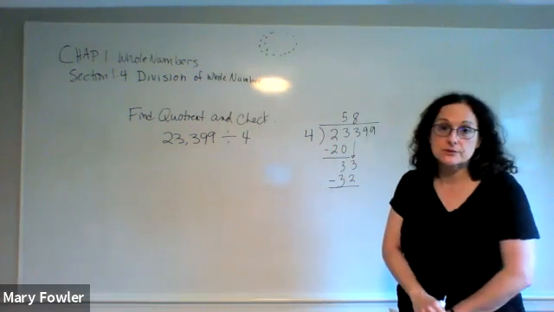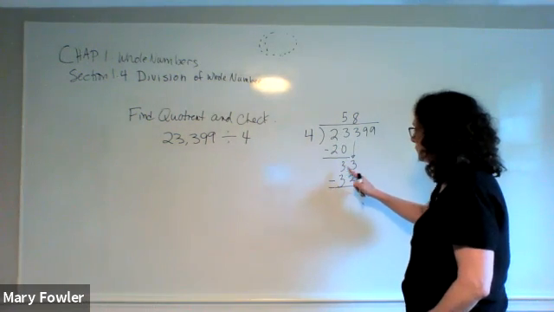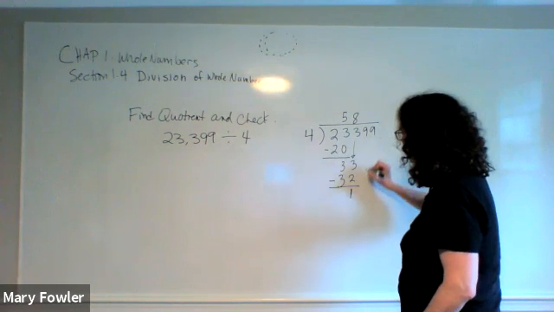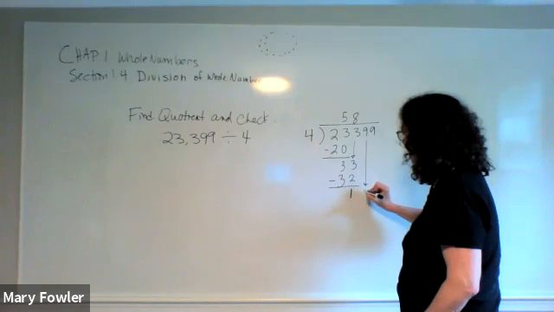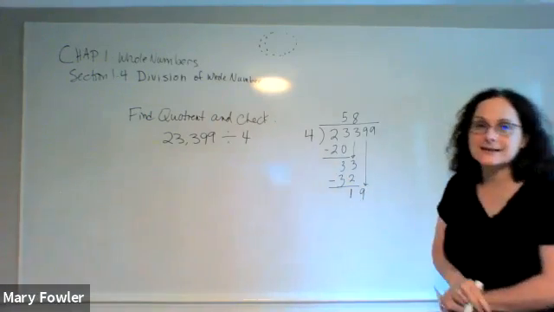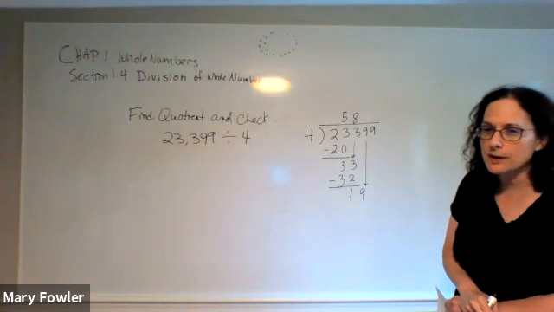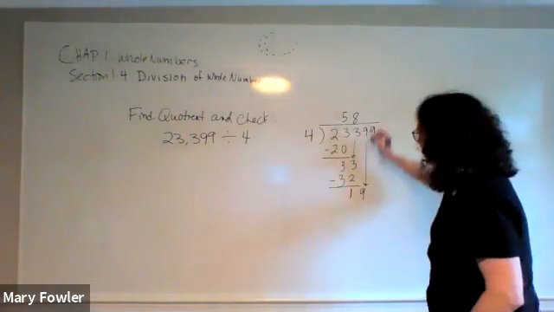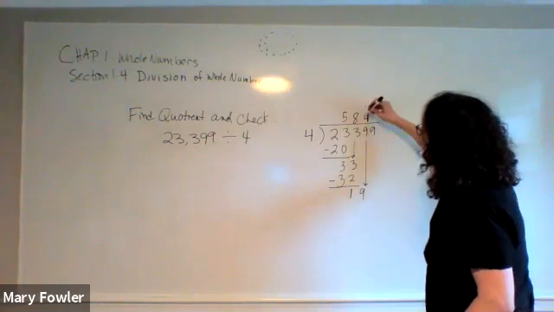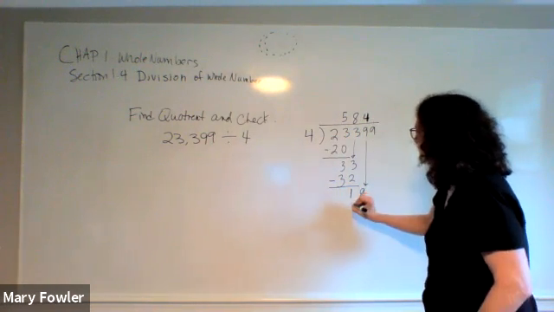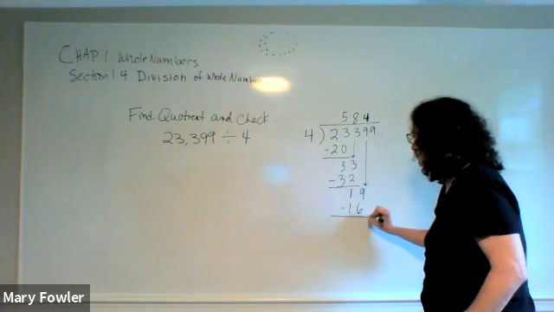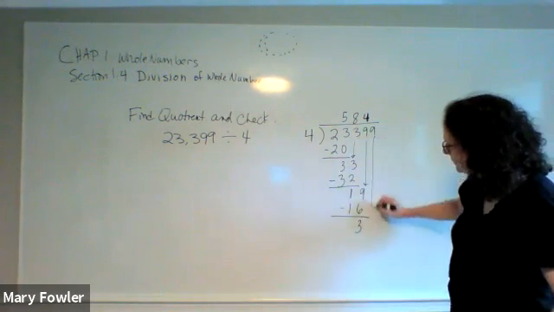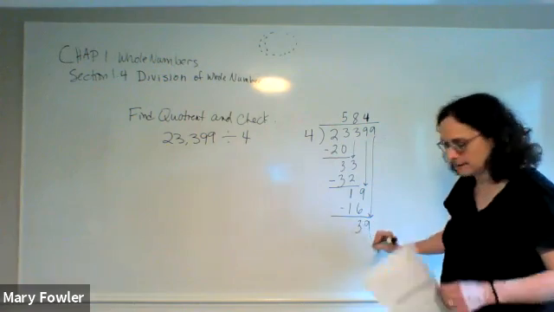And we subtract. So 3 minus 2 is 1. 3 minus 3 is 0. And now we're going to bring down this 9. And 4 goes into 19. See, 4 times 5 is 20. 4 times 4 is 16. So 4 goes into 19 4 times. 4 times 4 is 16. And we subtract and we get a 3. And our final digit comes down. And it's a 9.